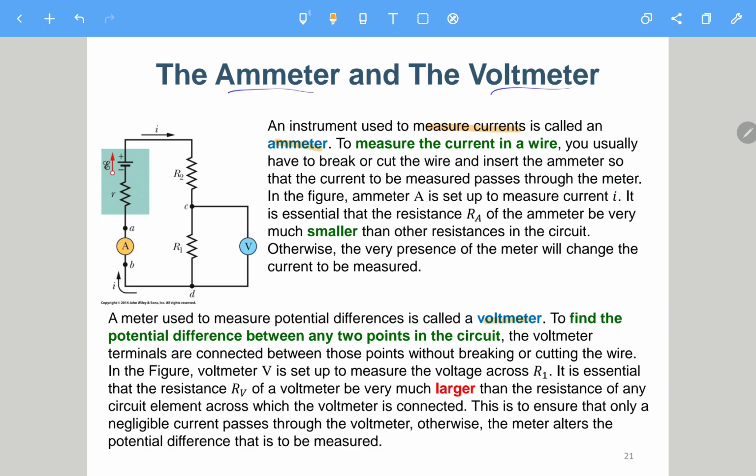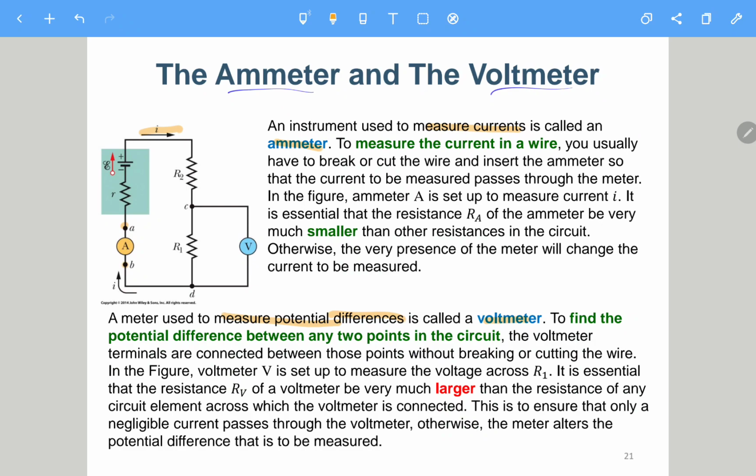And for the voltmeter, it's used for measuring potential differences or voltage differences. Okay, so you can see here, this A means the ammeter, this V means the voltmeter. We need to connect them correctly so that we can get the correct value. For the ammeter, you need to connect it in series with the current you want to measure. Let's say you want to measure I here.